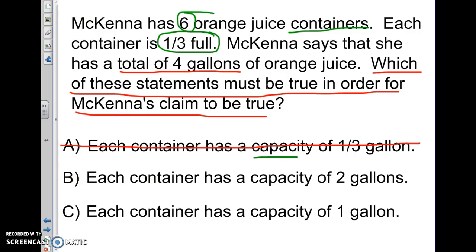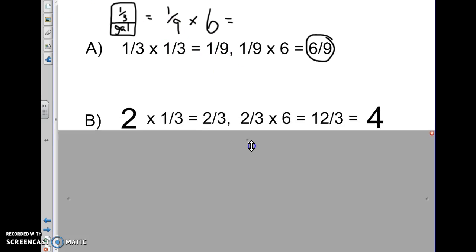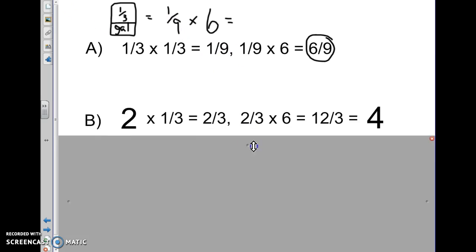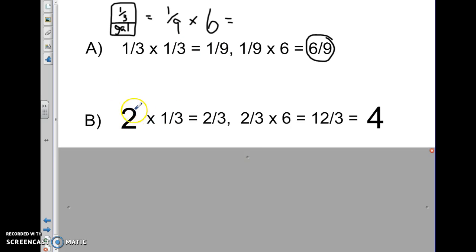So in choice B, statement B, she has a 2-gallon size container. So that means that the whole container itself would hold 2 gallons, right? 2 whole gallons is a big container. And remember that each container is 1/3 full. So we would take just 1/3 of the 2 gallons, which means if we're taking 1/3 of it, we're multiplying 1/3 times 2. That would give us 2/3. And that would just be one container, though.